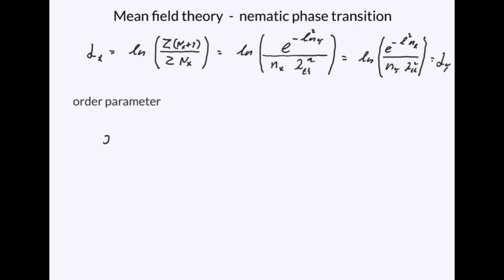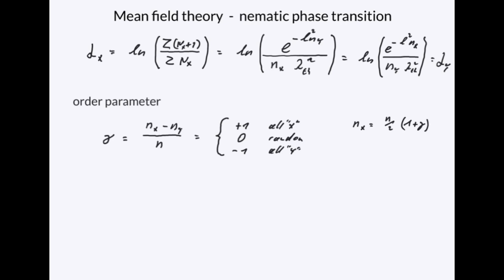Now let's come back to our initial question, whether there is a preferred orientation in the system. In order to quantify this, it is handy to define an order parameter. The order parameter gamma is equal to the ratio of nx minus ny divided by the total density of particles in the system. If gamma is plus 1, all particles are oriented in x direction, if gamma is equal to minus 1, all particles are aligned in y direction, and if gamma is equal to 0, we have a random orientation.